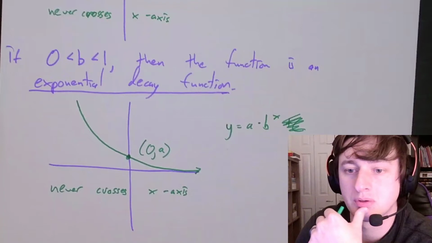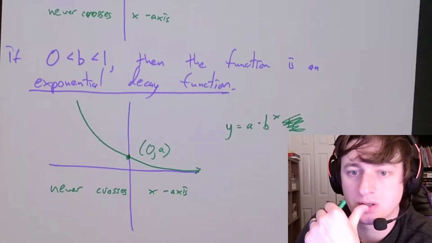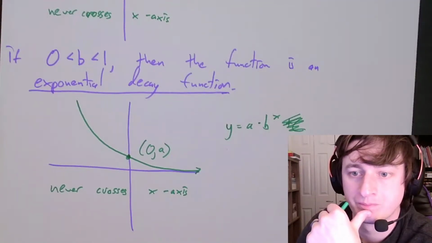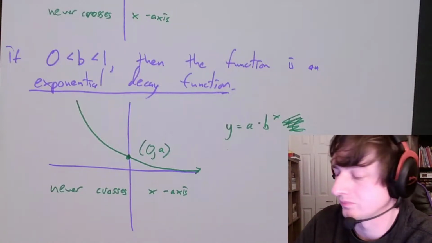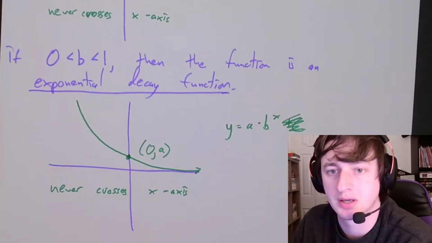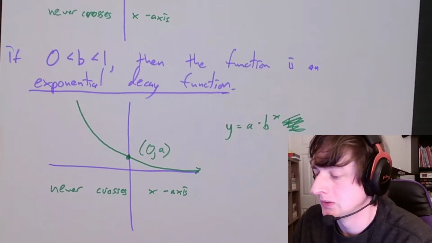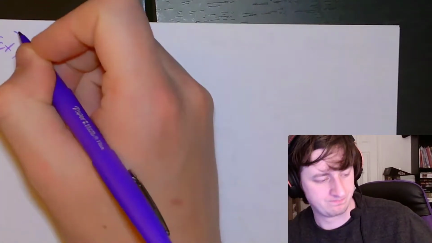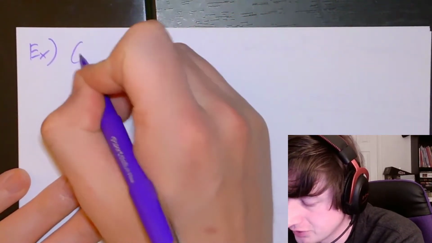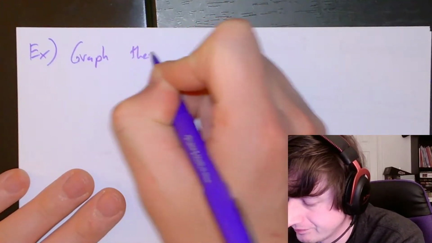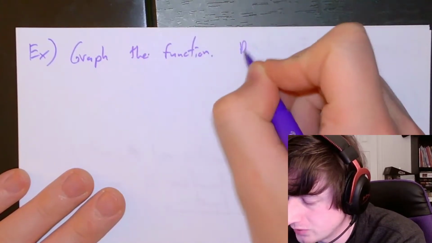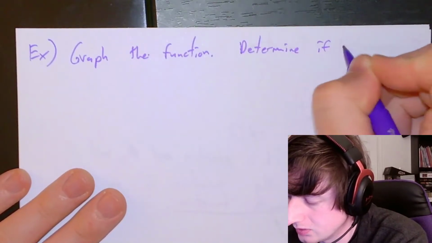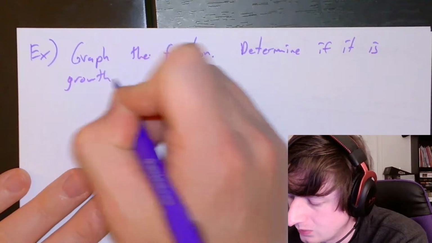And I want to look at this in a couple of ways. We're going to graph it by making a table. And we'll do a growth function and a decay function. And then we'll also check it on Desmos. So I need maroon. So graph the function. Determine if it is growth or decay.